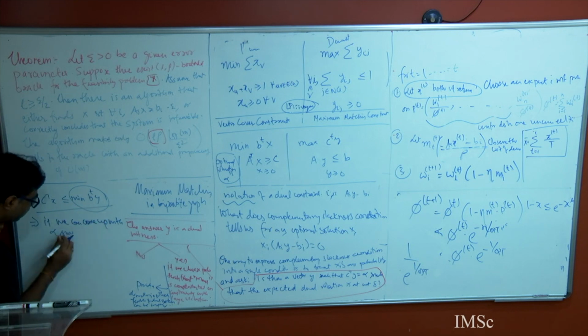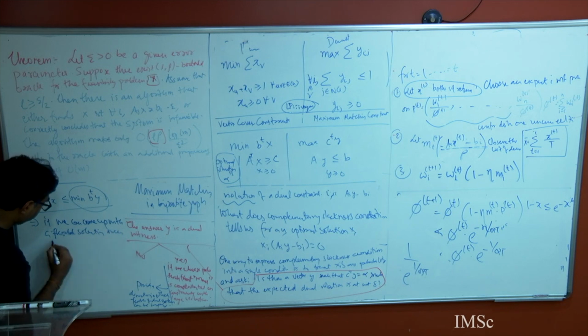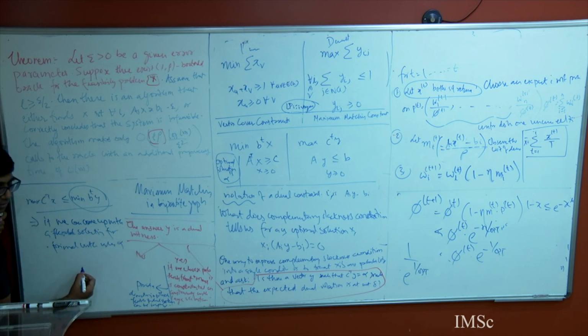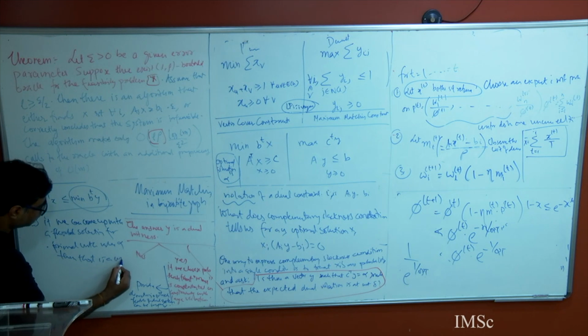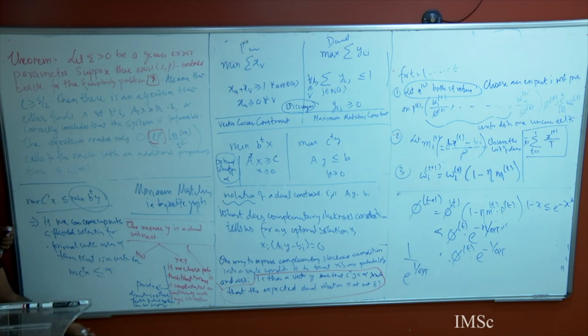So this implies that if we come up with a feasible solution for primal with value alpha, then that is a witness that max C transpose X is less than or equal to alpha, right? So, of course, it will not hold with equality.